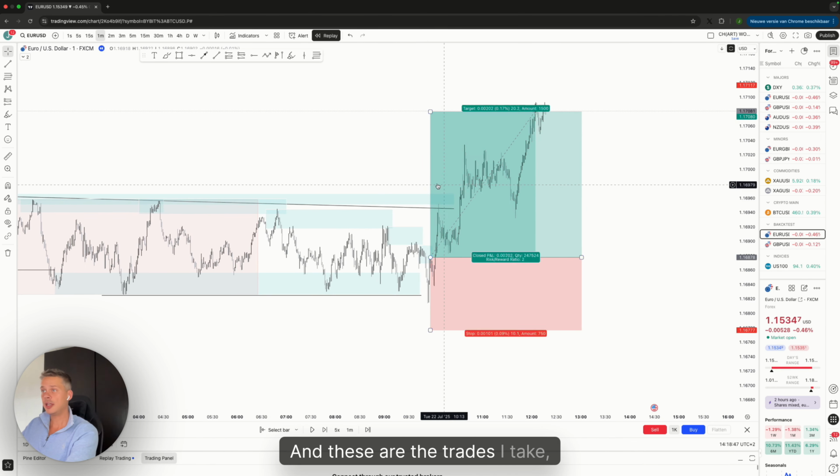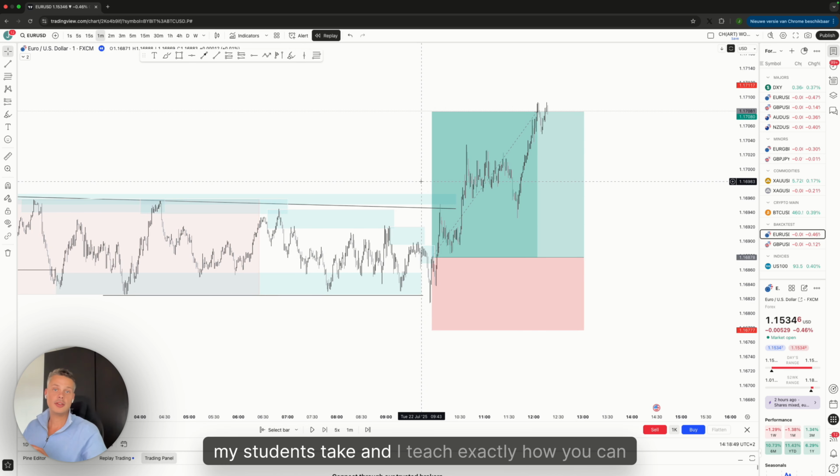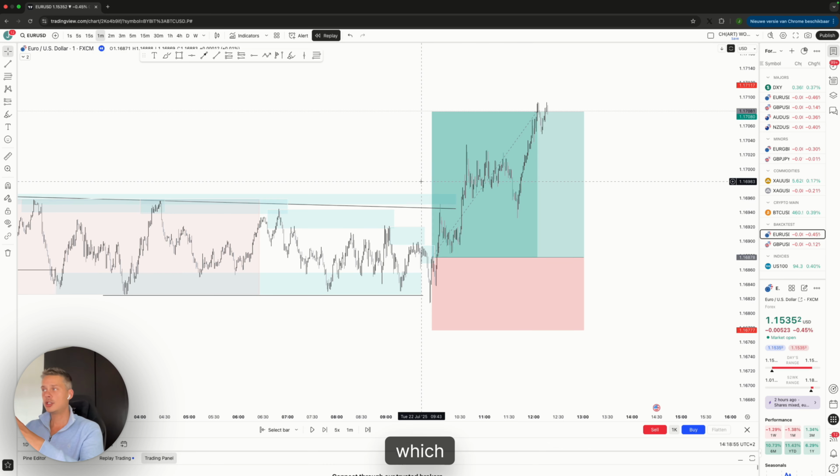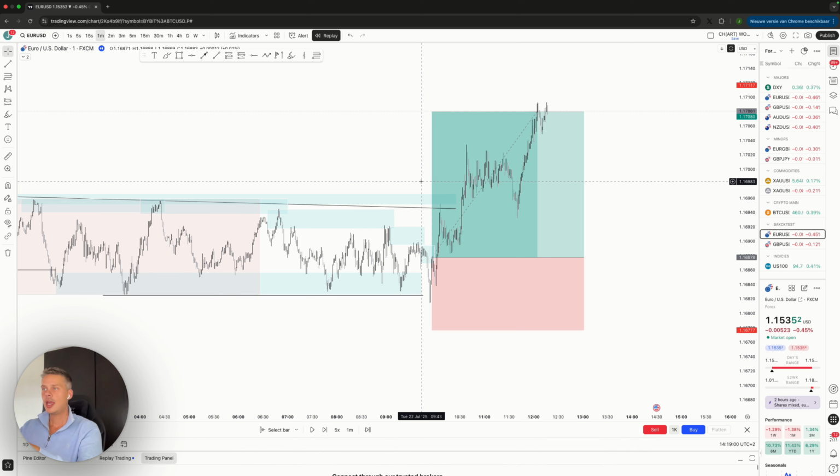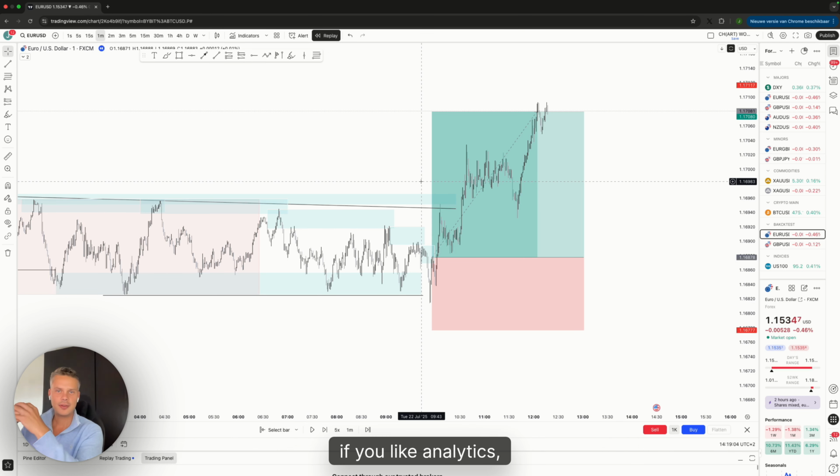And these are the trades I take, my students take, and I teach exactly how you can take those trades as well. And this trade made me 2 bands, which brings me to my other trade, which was on GU. And if you like analytics, if you like analysis, you will see that the other entry is pretty much the same.